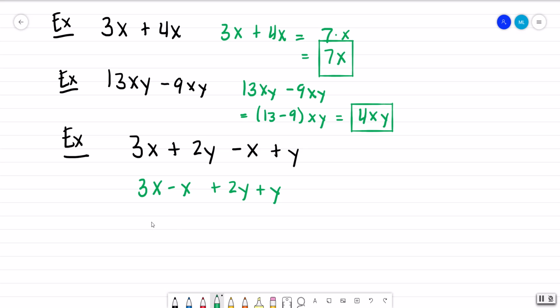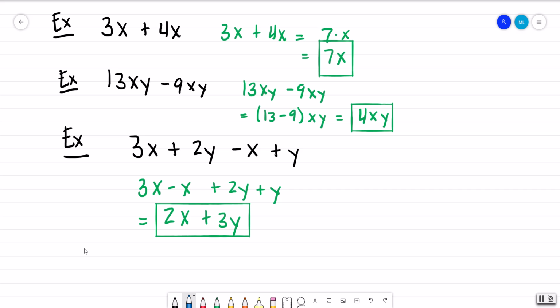Now, if we further simplify, treating this as a placeholder, or just by saying, well, that's kind of like 3 minus 1, which is 2, but there's an x attached to it. So you have 2x plus 3y. Now, note that this is as far as you can go with combining the like terms. So in that sense, the solution is 2x plus 3y.